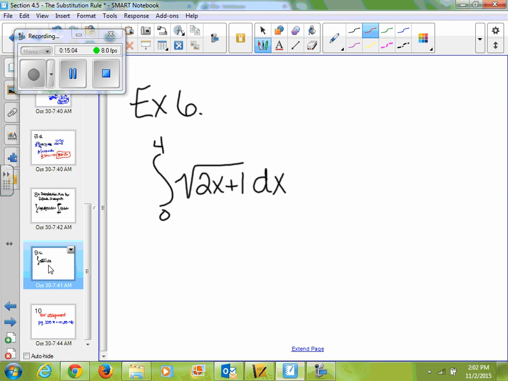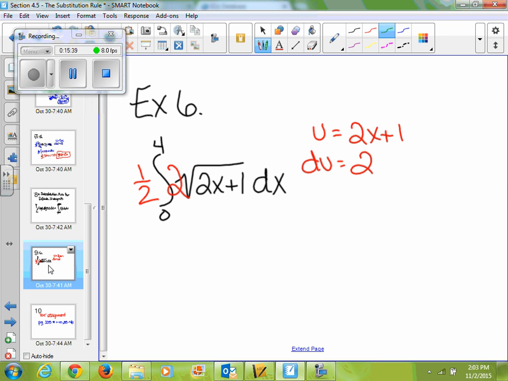So if I look at example 6, I'm given the integral 0 to 4 of the square root of 2x plus 1 dx. Okay, so what should I let u equal? 2x plus 1. So what's my derivative of u? 2. Okay, so if I'm going to add a 2 on the inside, I need to add a 1/2 on the outside. That's the first part.